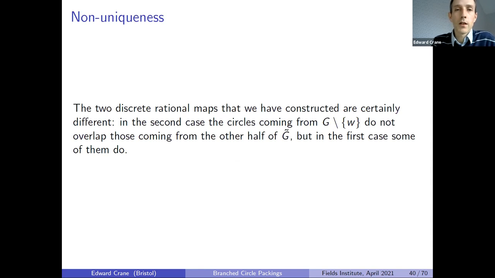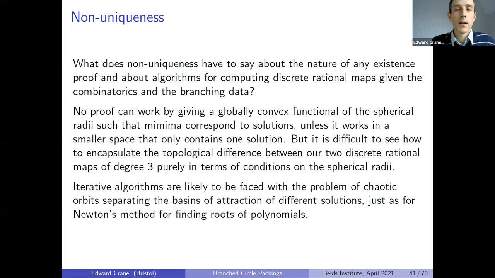Okay, so what does the fact that the discrete rational maps are not unique say about how you might prove their existence? Well, one thing is it shows you can't prove it by minimizing a globally convex functional, because then you would only get one solution.